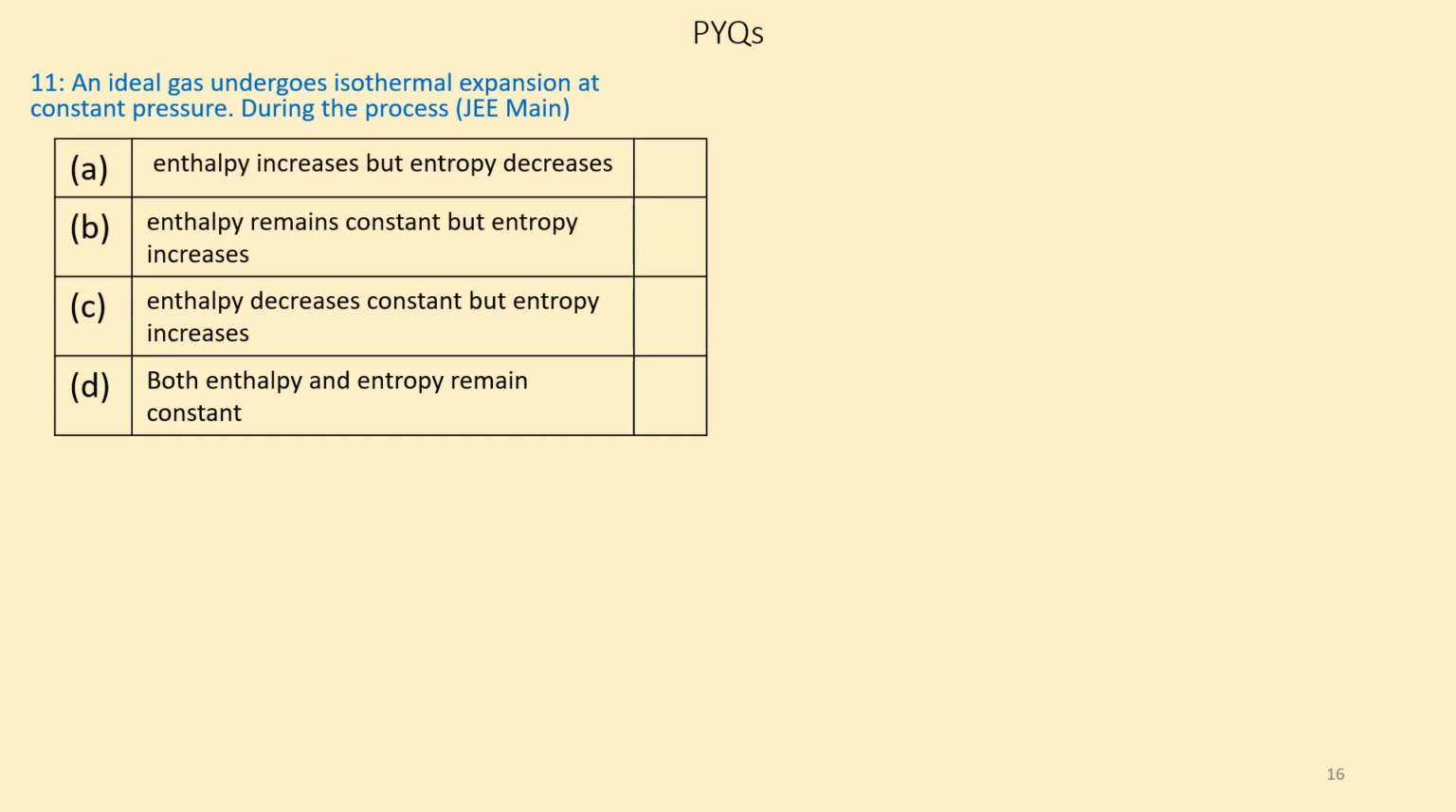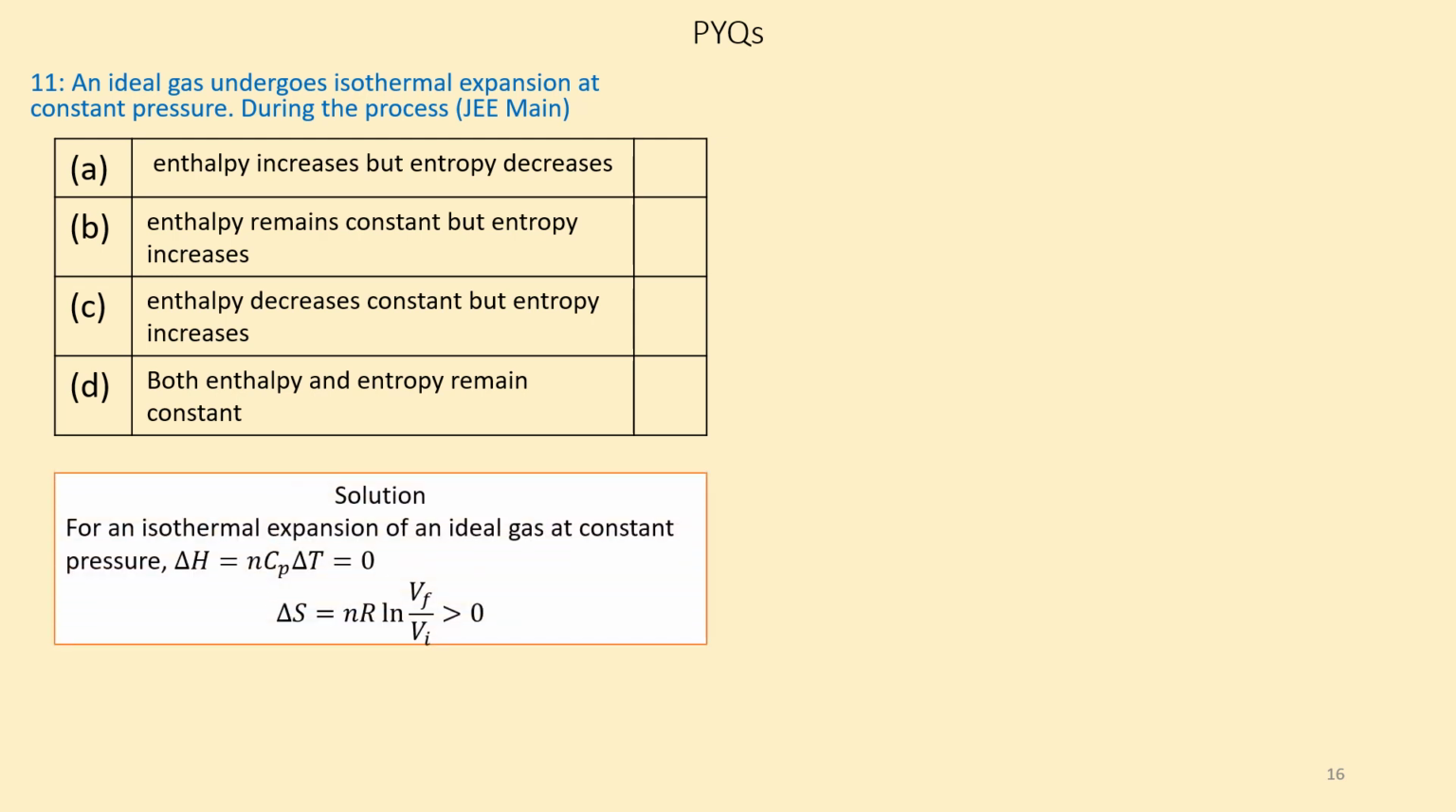Next question. An ideal gas undergoes isothermal expansion at constant pressure. So we have to identify the process. During the process, what happens? 4 options are given. You please pause the video and read all the 4 options, and I will give the correct answer. For an isothermal expansion of an ideal gas at constant pressure, delta H is equal to n into specific heat at constant pressure into delta T, that is equal to 0. Therefore, the value of delta S equals n R natural log Vf by Vi, that should be greater than 0. Therefore, the correct answer is enthalpy remains constant but entropy increases. So therefore delta H is 0. Please mark this correct option.